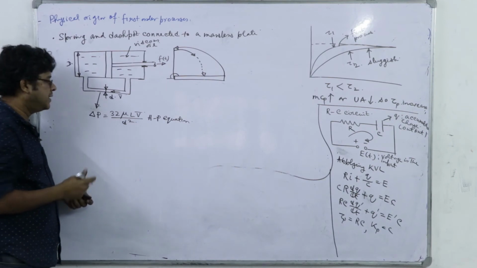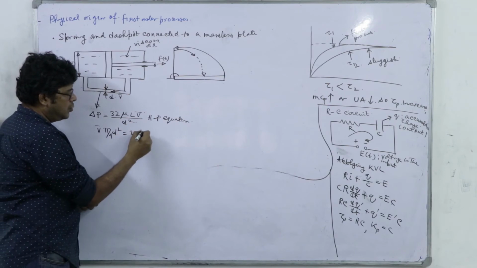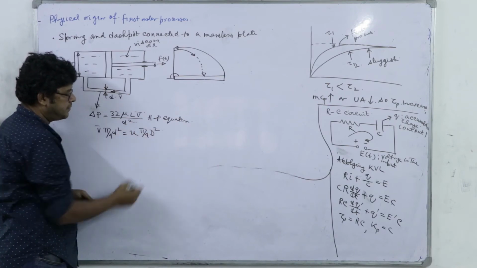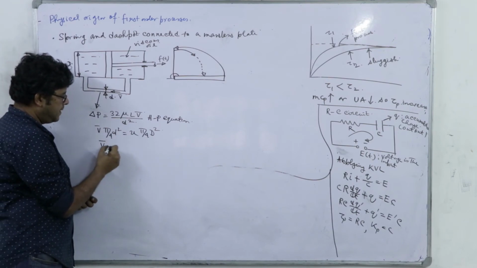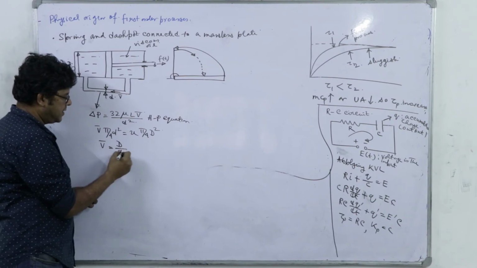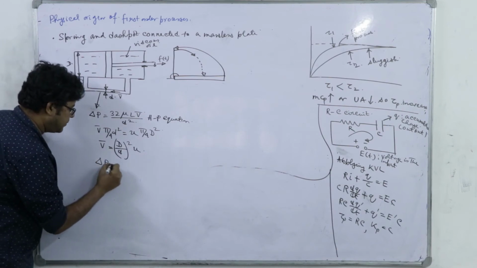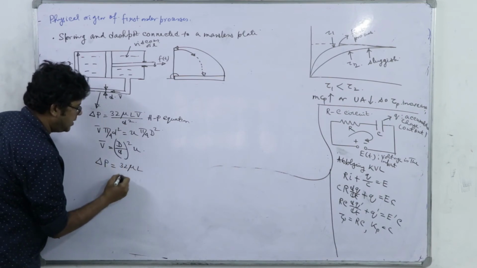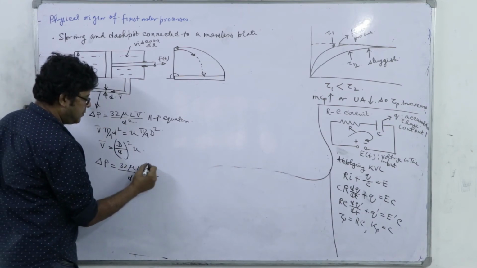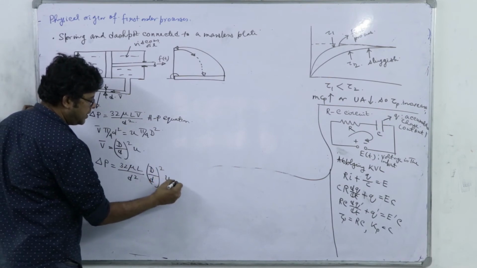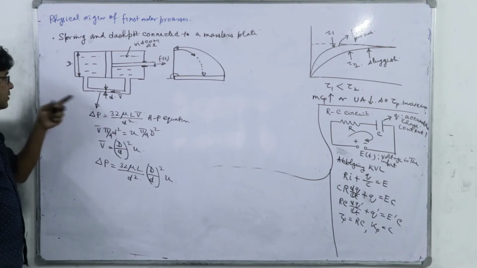We can apply the pipe continuity equation, that v bar into pi by 4 d square is equal to u into pi by 4 capital D square. So v bar is equal to capital D divided by small d whole square into u. So let's replace it. So delta p is equal to 32 mu L by d square into capital D divided by small d whole square into u. Now what is this delta p?